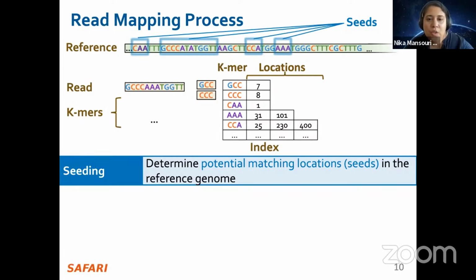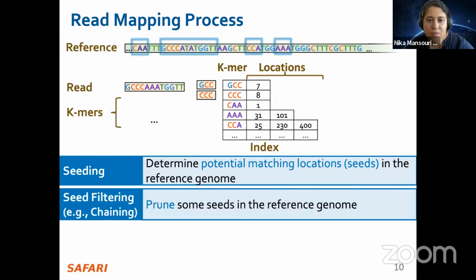Then, to further reduce the cost of this computationally expensive alignment, the read mapper performs a second step, which is called chaining or seed filtering, in which the mapper prunes the seeds in the reference which would not align using a simple approximation of the alignment score. So we further reduce even the search space in that reference genome that we've already marked in the first step. The reads that have all their potential matching locations or seeds filtered in this step skip the alignment step.